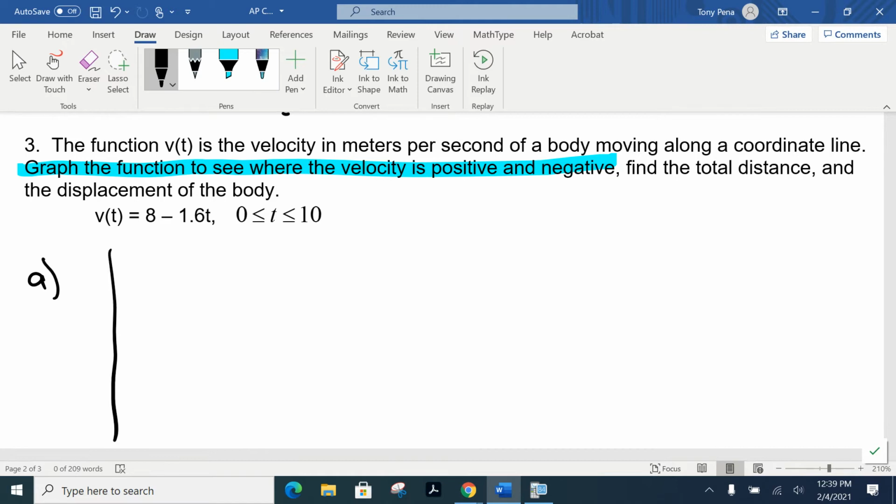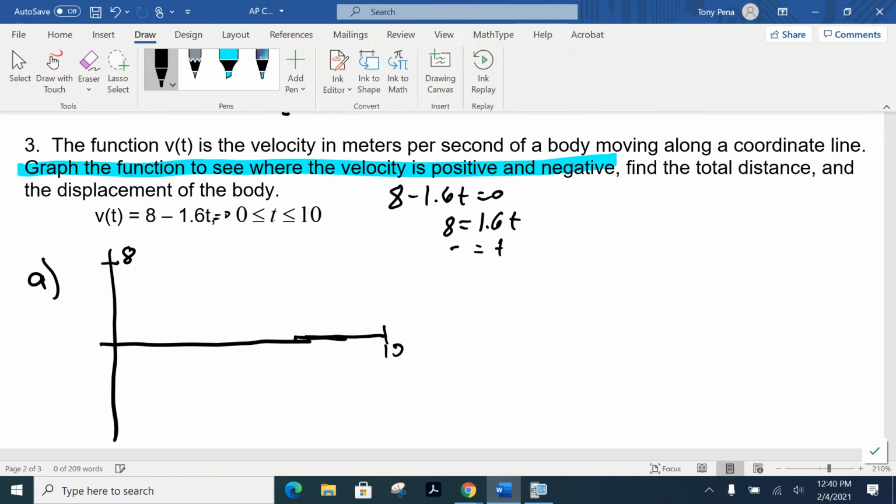Normally I'd have you graph this on the calculator, but we know this is a line, so we can do this pretty quickly. Our y-intercept is 8. We have a slope of negative 1.6, and then we're going to go to 10. If we figure out where this equals 0, to see where we cross the x-axis, you're going to see that's at 5. So at the time of 5, we cross our x-axis.